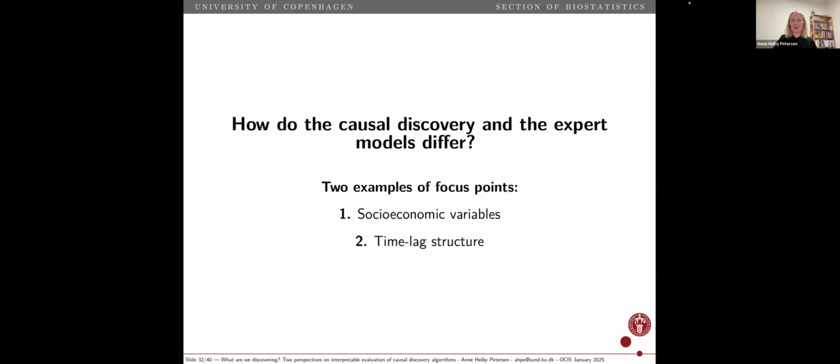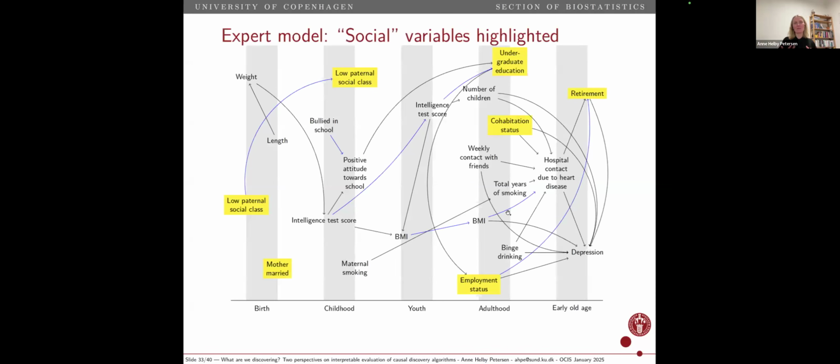One is an example where we focus on socioeconomic variables. So we might have a specific type of variables that we're interested in, and then we can see how much the models differ for that. In this case, it's social variables, so something that's associated with socioeconomy. It's stuff like low paternal social class, marital status of the mother, employment status, retirement, cohabitation, education. Then I mark all the edges going in and out of those.